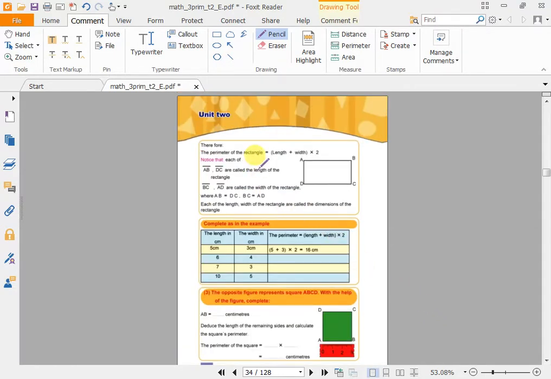So generally we can say that the perimeter of any rectangle is length plus width times 2. Again, the perimeter of the rectangle equals length plus width times 2. This rule can be applied to any rectangle.